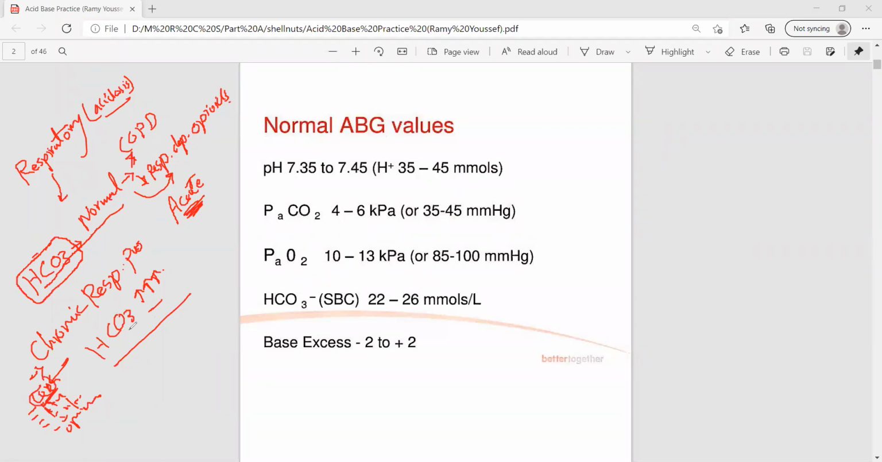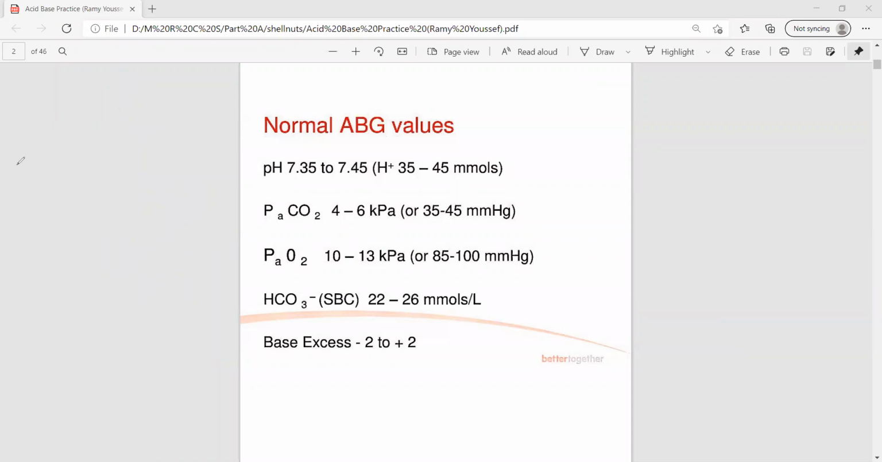But if I find the HCO3 normal and the options give me respiratory failure type 1, respiratory failure type 2, COPD, emphysema, IPF, whatever, all these chronic conditions can't go with normal HCO3. Sorry, sir, once again, please. Once again.